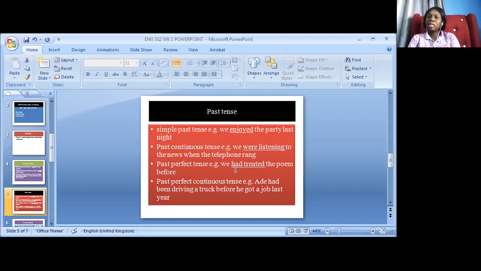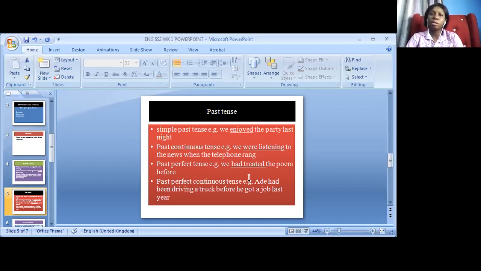Now, obviously, we had treated the poem before. The HAD here shows that it is in the perfect tense. It is done, it is completed. So many other actions have followed it. So that is the past perfect tense. Now, the last aspect in our past tense section is the past perfect continuous tense.